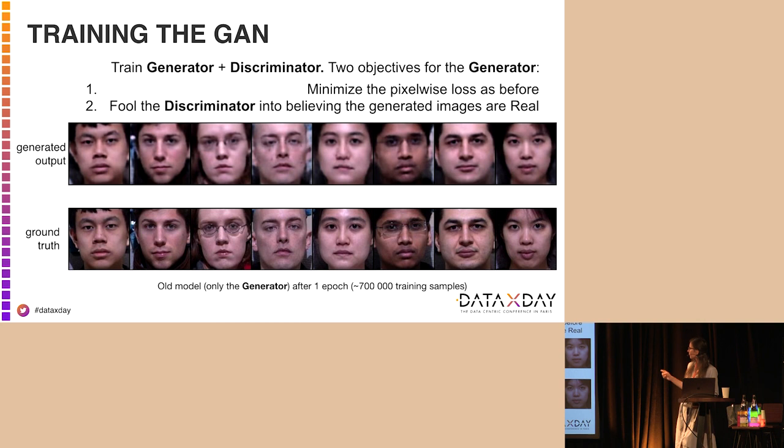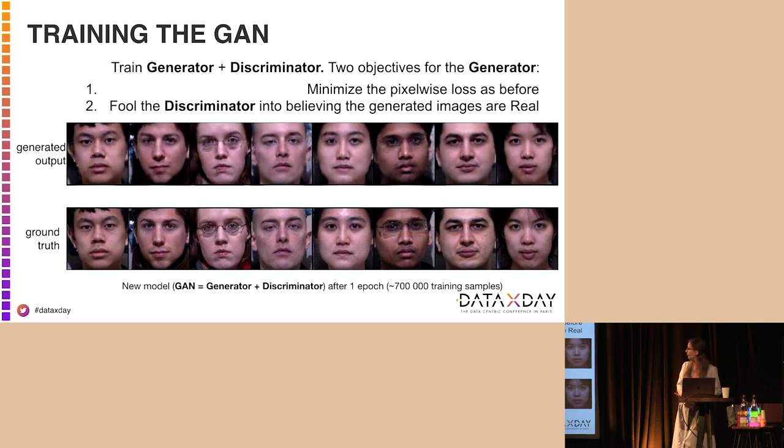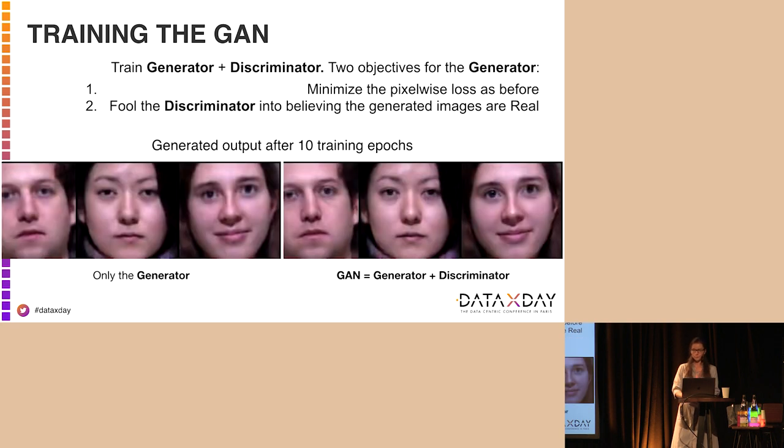So here, the image that I have is the results from the old model, only the generator that has been trained for a single epoch. These are results from the new model, where we trained the generator and the discriminator. It's pretty hard to see the difference when I show them like that, so let's zoom in on some faces.